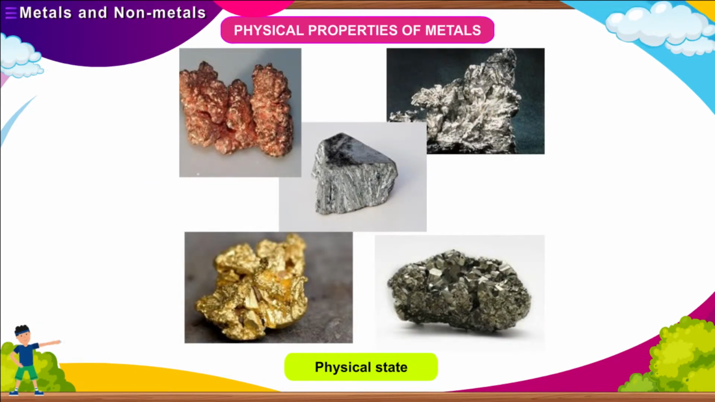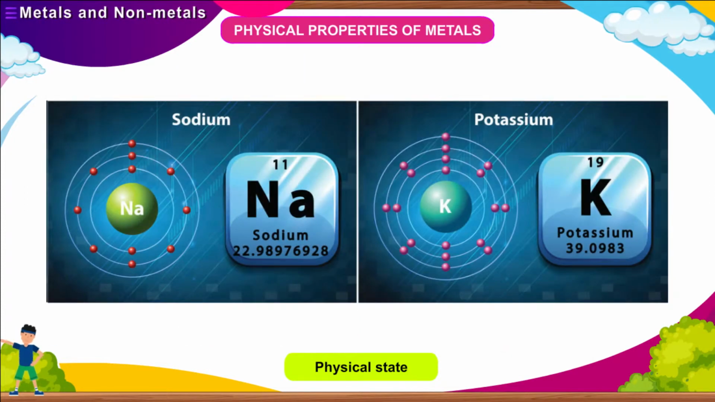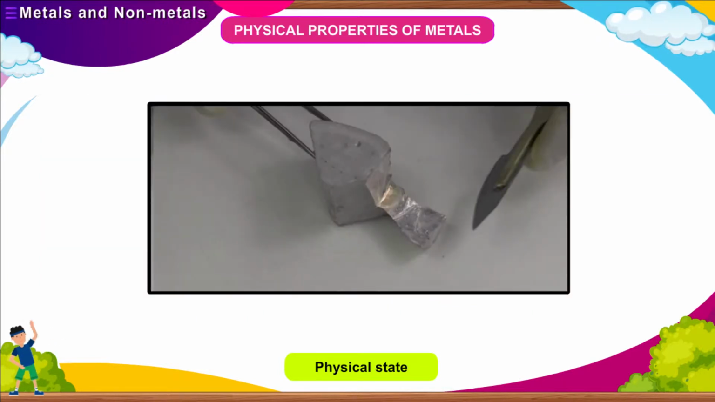Physical state. Metals are solid under normal conditions of temperature and pressure, with the only exception being mercury, which is liquid at room temperature. Solid metals are hard in nature, but here also there is an exception of sodium and potassium, which are soft metals. These two can be cut with a knife.